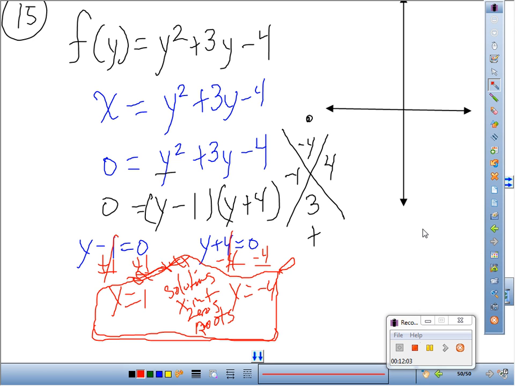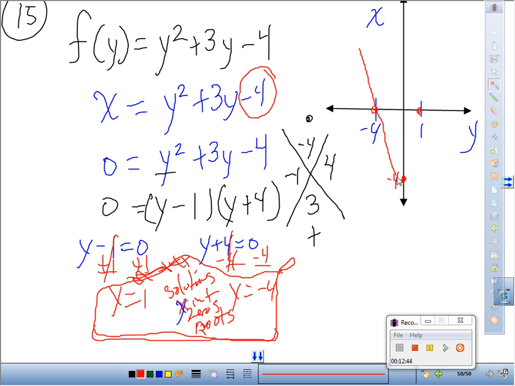Let's graph this. By the way, since they switched the variables for me, I'm going to label the y-axis, now it's going to be the x-axis, and the x-axis will be our y-axis. So what are my y-intercepts? 1 and negative 4. What is my x-intercept? Negative 4. Let's graph this.